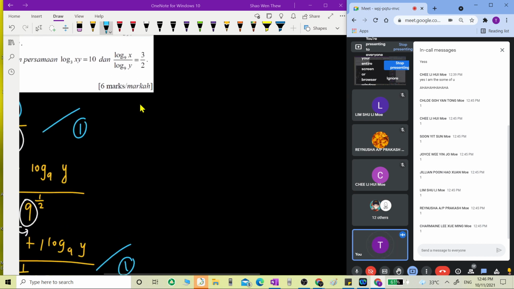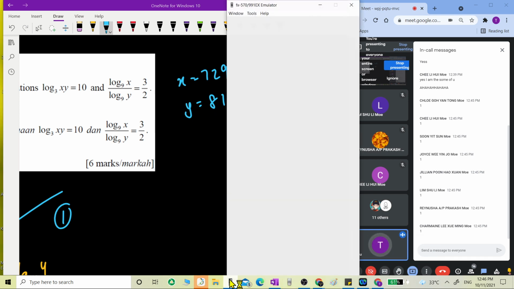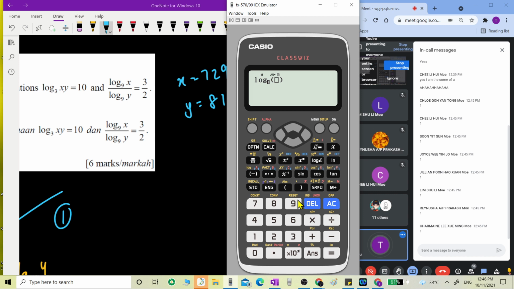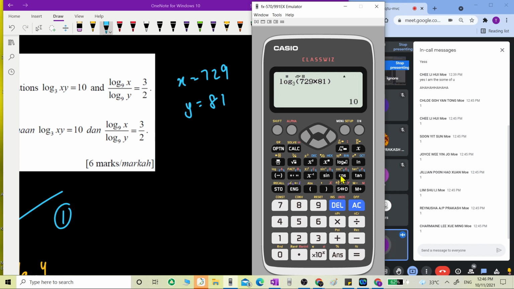So after you get the final answer, x equals 729 and y equals 81, can you check the answer? Can, if you have the new calculator lah. 729 and 81, very simple. Put into calculator and check. Log 3, this one is xy, right? So x is 729 multiplied by 81. This is the best thing I write lah, because very simple. You can know whether your answer is correct. If let's say you get for example 27 lah, you put into here, confirm the answer is wrong lah.